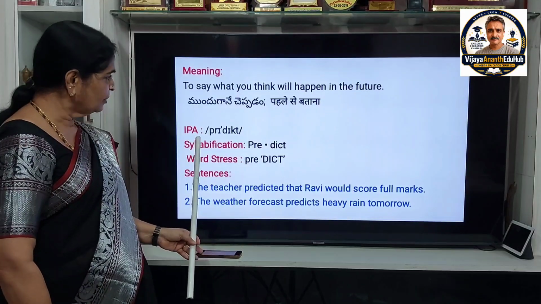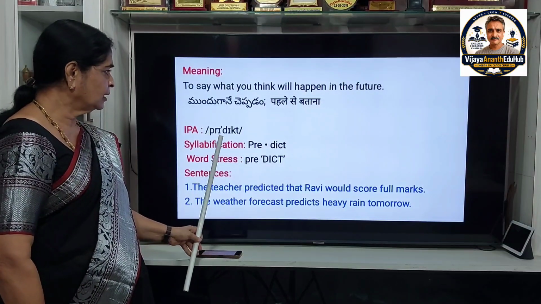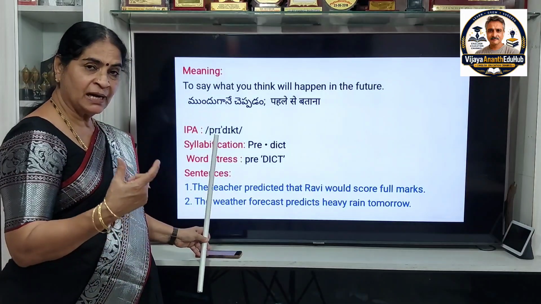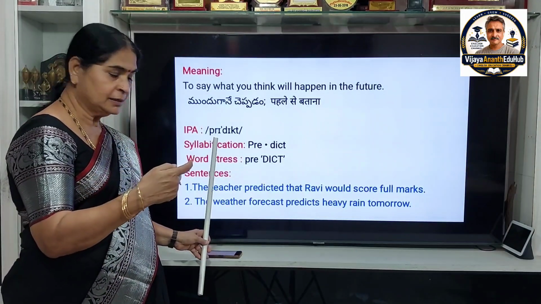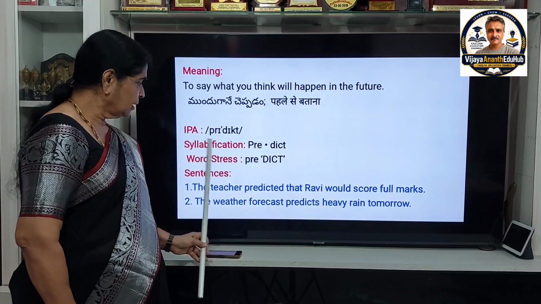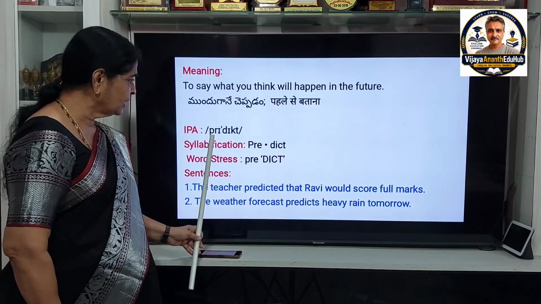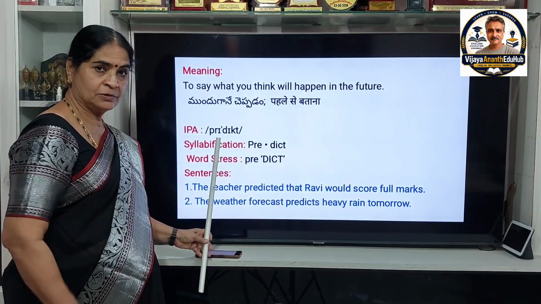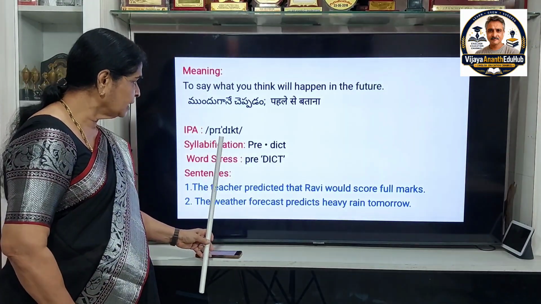And the IPA script of predict, you have seen the dict. This is pre. Pre's spelling is the letters P-R-E. But in IPA, there is a sound for P, a sound for R, and a sound for E. So you have to remember that. Predict.